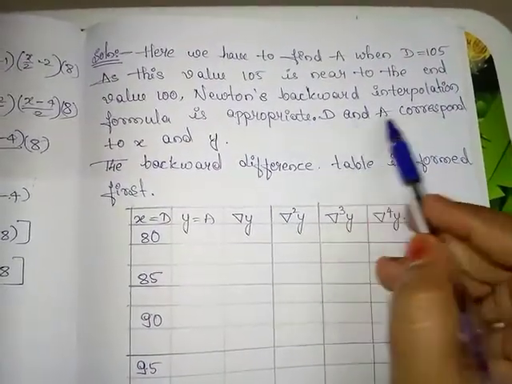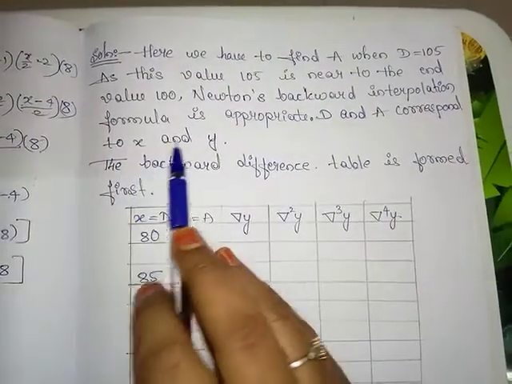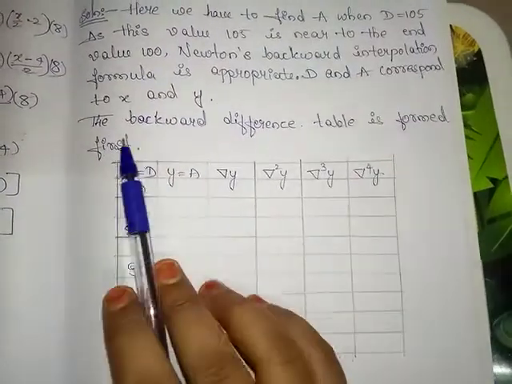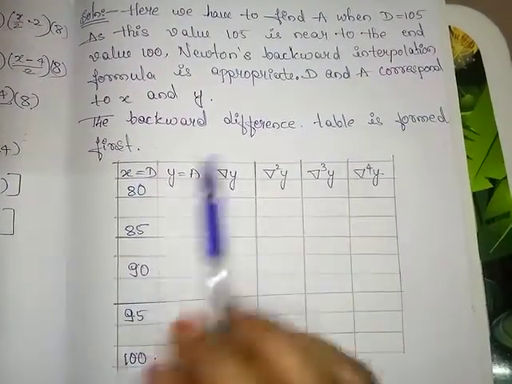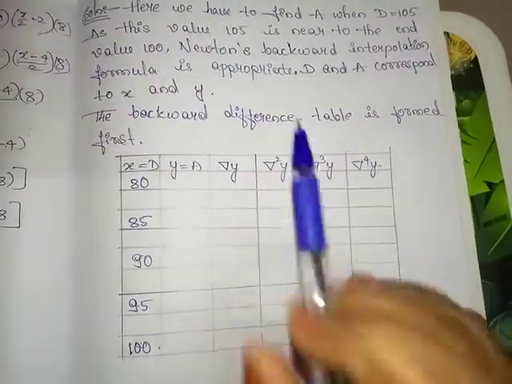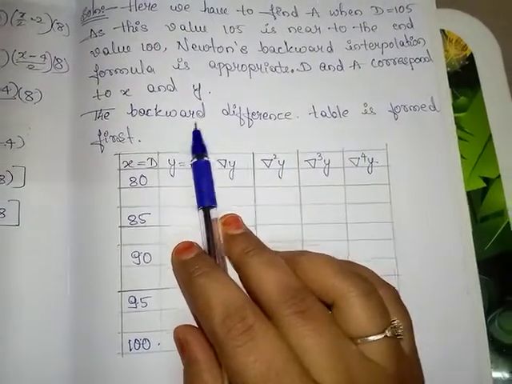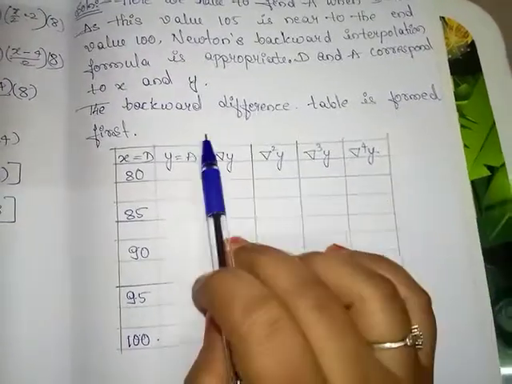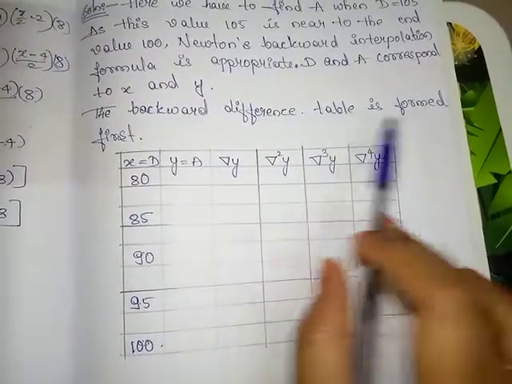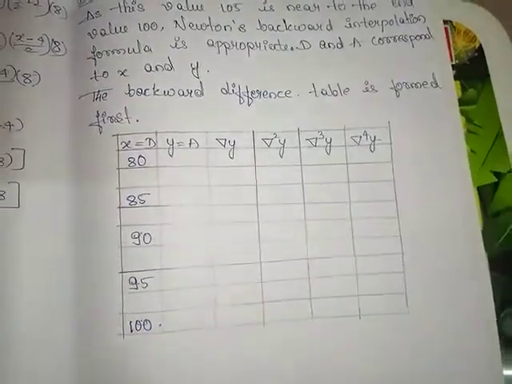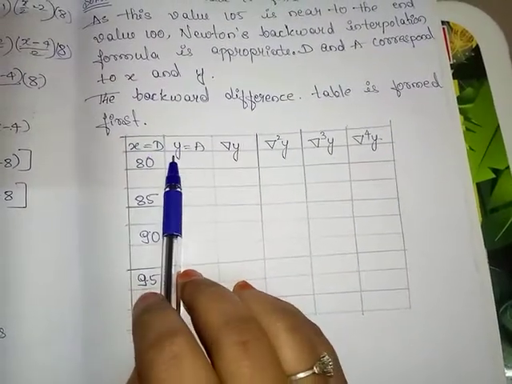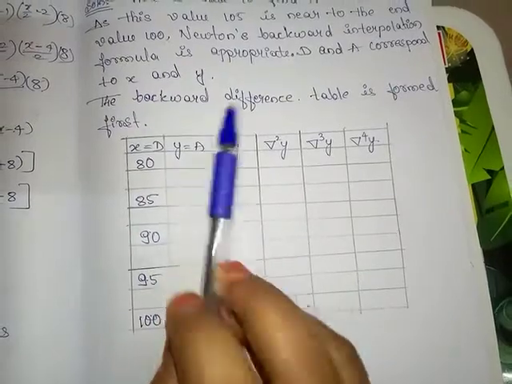Here D and A correspond to x and y. Then Newton's backward interpolation formula is appropriate for this example, so the backward difference table is like this: x values corresponding to the values of D, and y values corresponding to the values of A.